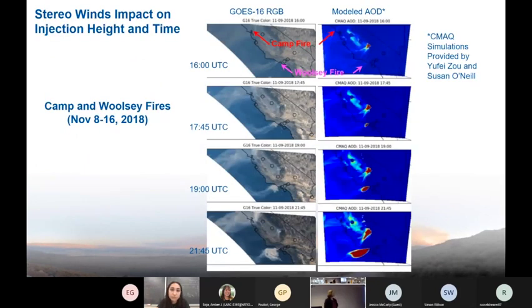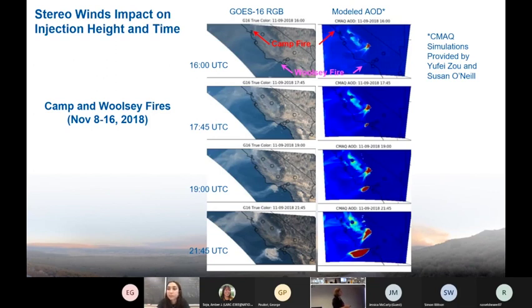So stereo wind's impact on injection height and time. And this is one of the reasons I was asking you about modeling. And this is a way our information could be beneficial to modelers. Here on the left, we have the GOES 16 true image during the Camp Fire and Woolsey fires. And you'll notice it starts at 16 UTC and it goes a couple hours later.